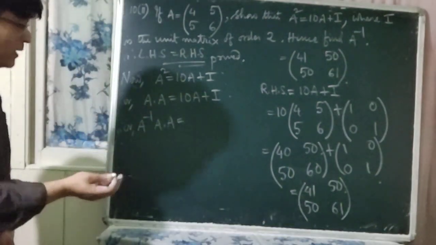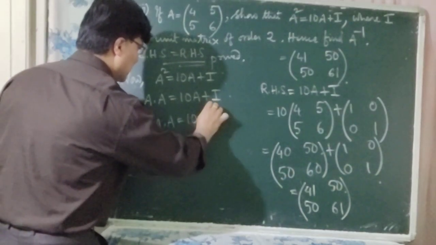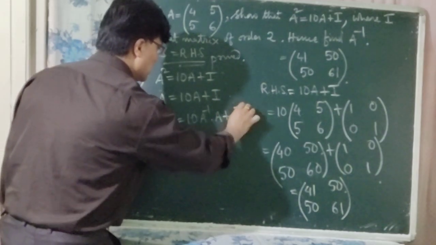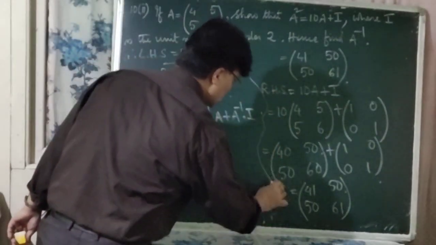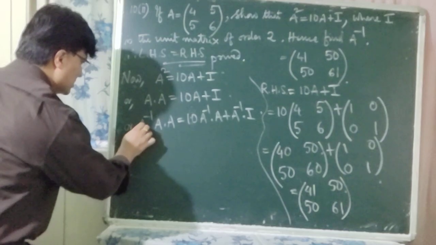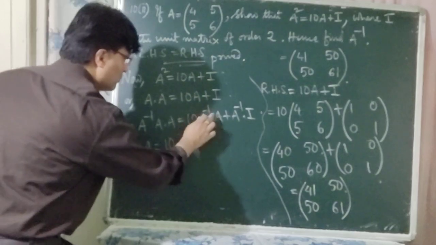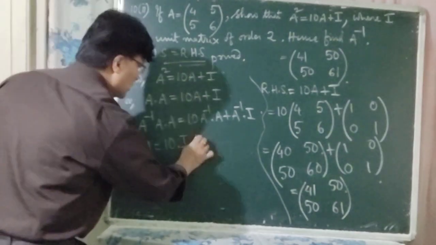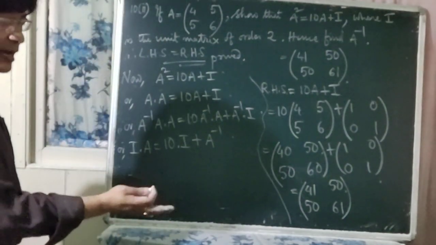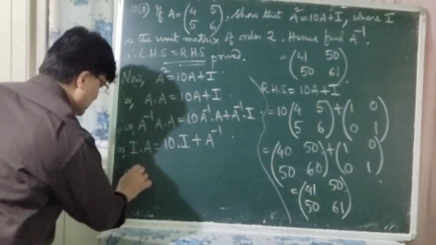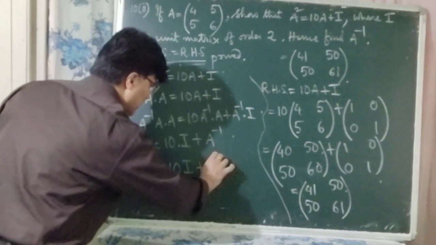On the right hand side also multiplied by A inverse. So it is 10 A inverse dot A plus A inverse dot I, right? Next, what is this A inverse dot A? That is I dot A is equal to 10 dot, what is A inverse dot A? That is your I, you know that, plus what is A inverse dot I? That is your A inverse. A inverse into I is A inverse, okay? So what is I dot A again? That is A is equal to 10I plus A inverse.